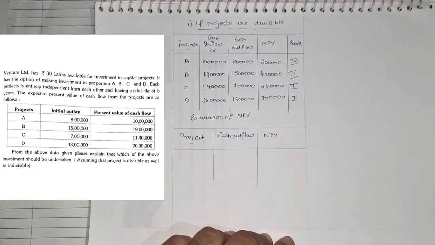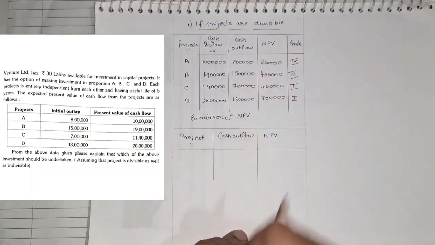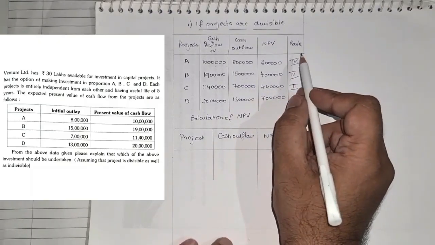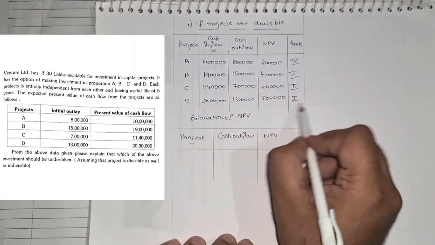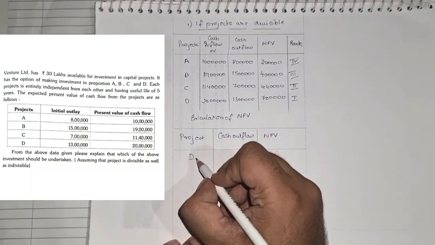Okay, at the start it is given that Venture Limited has 30 lakhs available for investment. So it is said that Venture Limited has only 30 lakhs. So now we'll have to choose the project in such a way that our entire 30 lakhs is occupied. Okay, it is divisible, so we have to spend 30 lakhs. Now as per our first table, we have to go rank wise. The very first project which was selected as rank 1 was project D. Project D was the first rank, so we will take that as first.